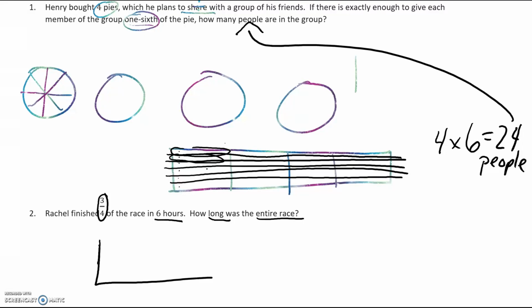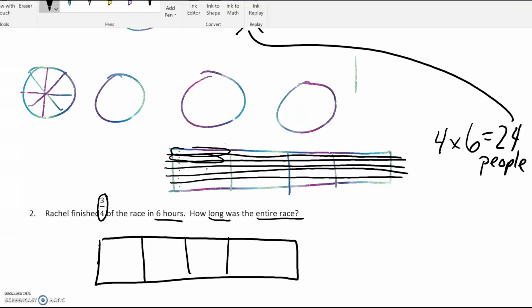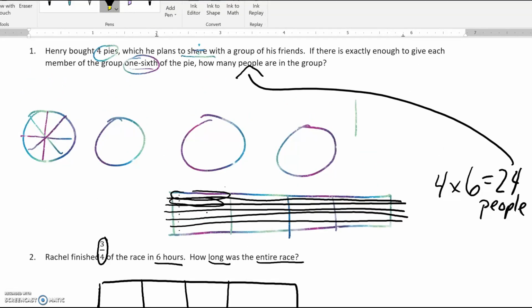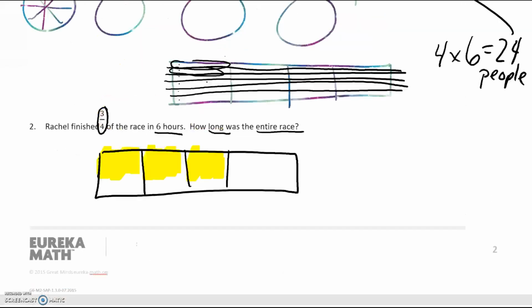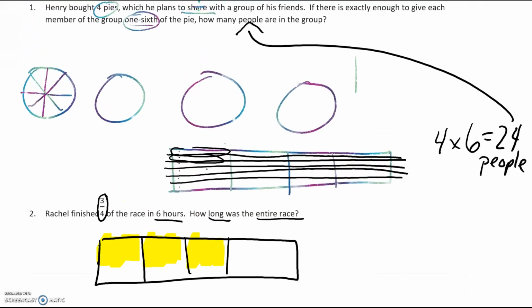So I'm going to start with my model of 3/4. 1, 2, 3. And it's telling me that this is how much she has run. So she's run 1, 2, 3. Oops. And let's head on back. And so this 3/4 is equal to some number. Well, it says that 3/4 of the race took her 6 hours.